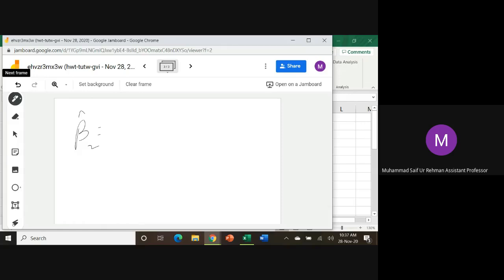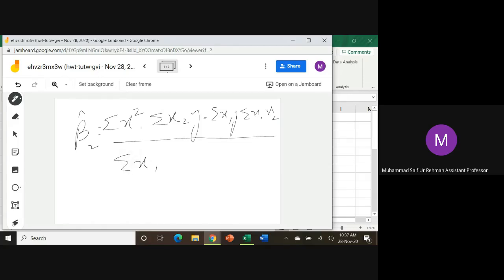And finally, you will have the formula like this: summation x1 square, summation x2y minus summation x1y, summation x1 x2, divided by summation x1 square, summation x2 square minus summation x1 x2, summation x1 x2, whole square.